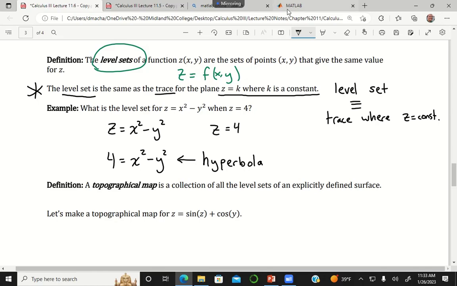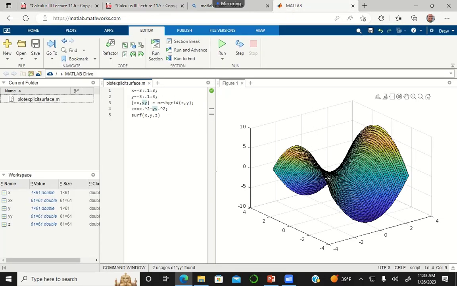Which means, if you were looking at this little saddle shape and you slice it horizontally at the plane where z is equal to 4, what you would see as the trace is a hyperbola. And since the way we define a level set is just a specific kind of trace, we would say that the level set at z equals 4 is a hyperbola.